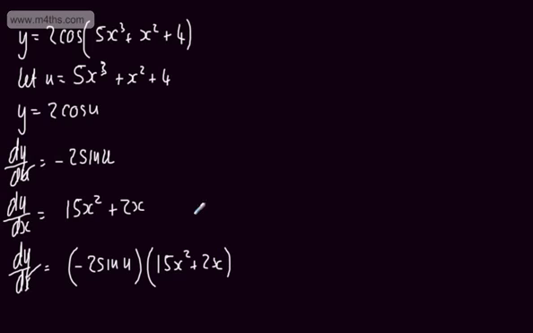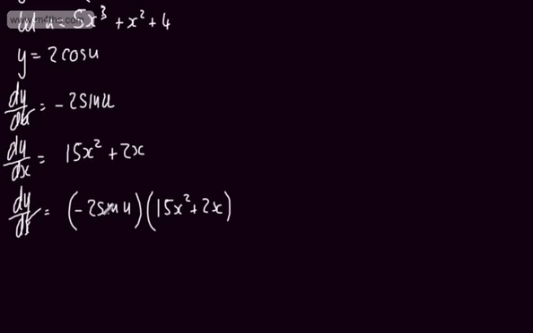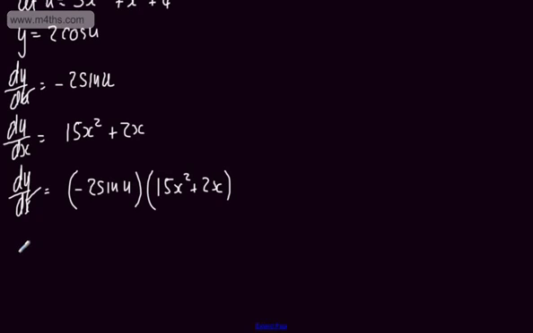Now we know that u is this function right here, so we can rewrite this. So we can say that dy by dx will be equal to minus 2, the sine now of the 5x cubed, then we got plus x squared plus 4 multiplied now by the 15x squared plus 2x.